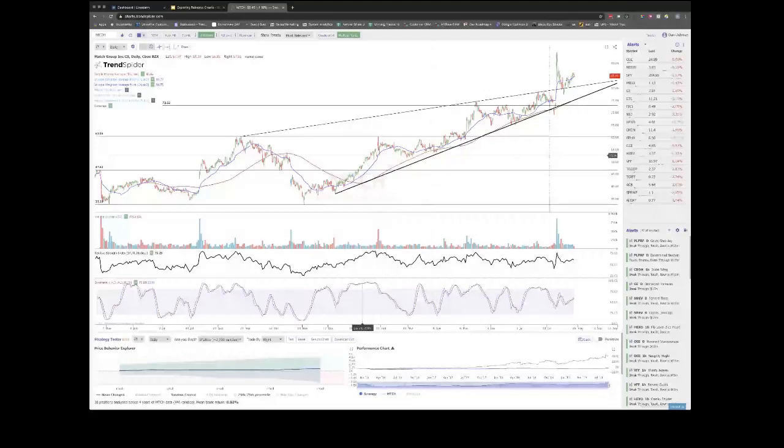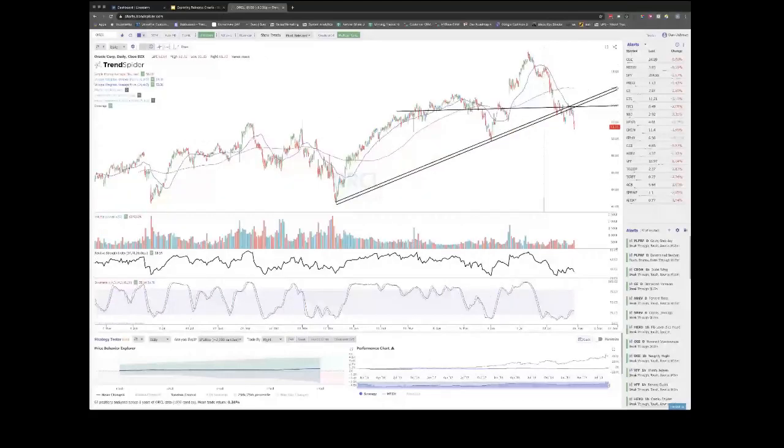Does anyone else have any symbols or anything you want me to touch on? Oracle? Gladly. Kurt, you absolutely can do Forex. I'll pull up British Pound USD in a moment here.